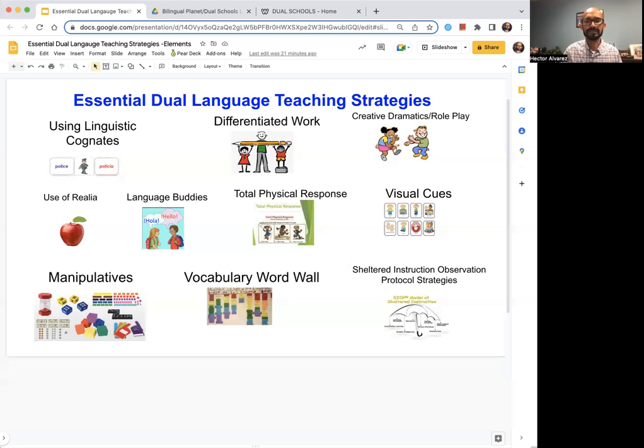Total physical response is another strategy. This is a method of teaching language or vocabulary concepts using physical movements to react to verbal input. The purpose of this strategy is to create a brain link between speech and action. This will definitely boost the language and the vocabulary learning. For instance, if you're teaching about the water cycle, you can have movements for the water cycle. So every time the students do these movements, they will remember this concept.